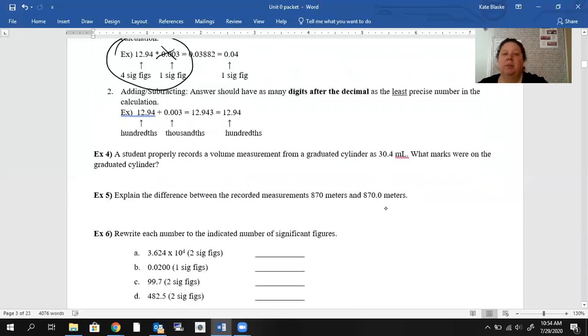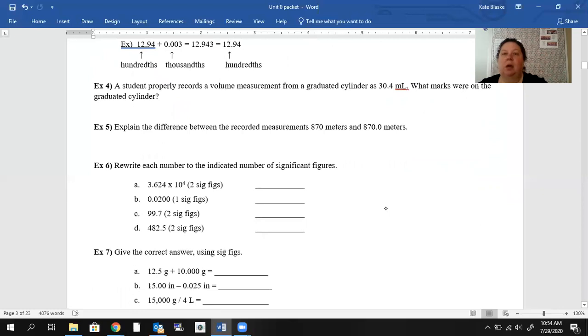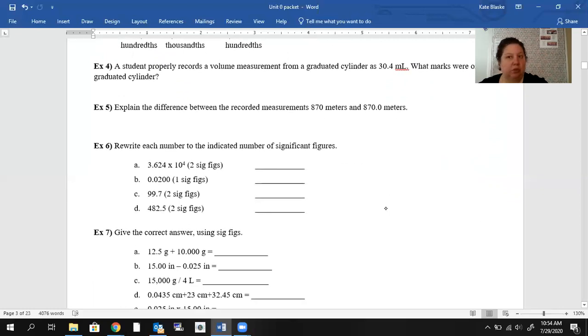Okay. Here are some example problems to help you practice this. The answers to these will be posted on Schoology so that you can check your work. If you've got questions about any of these, feel free to ask in class, send me a message, whatever you need to do.